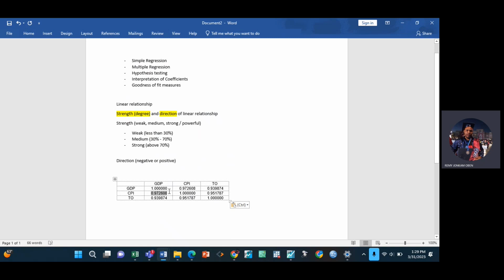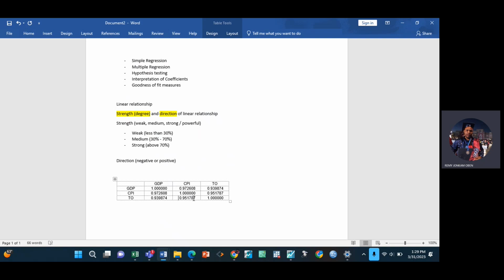By the way, look at all these: 0.97, 0.93, 0.95. They are all strong and they are all positive. So you can say GDP has a strong positive linear relationship with CPI. GDP has a strong positive linear relationship with trade openness. CPI has a strong positive linear relationship with trade openness. These kinds of things, right? If this were negative, we would have said strong negative linear relationship. If it was between 30 and 70, we'll say medium. If it was less than 30, we'll say weak.